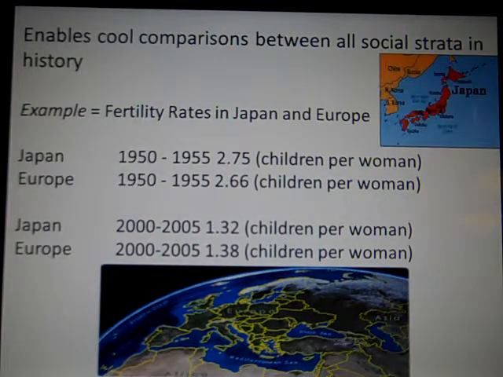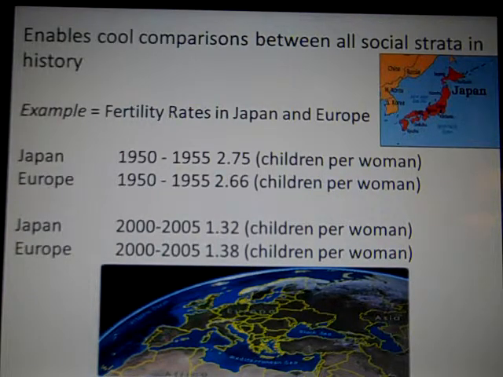We talked in class, my Valley students, about fertility rates in Japan and Europe. We can look at this stuff a lot of different ways. 1950 to 1955, it was like 2.75 children per woman in Japan, and in Europe it was 2.66, pretty close, and those are pretty low numbers. Now, fast forward to closer to today, 2000 to 2005, those numbers have gone way down, but they're still close. Japan and Europe are still pretty close to each other there. So there's a big change.